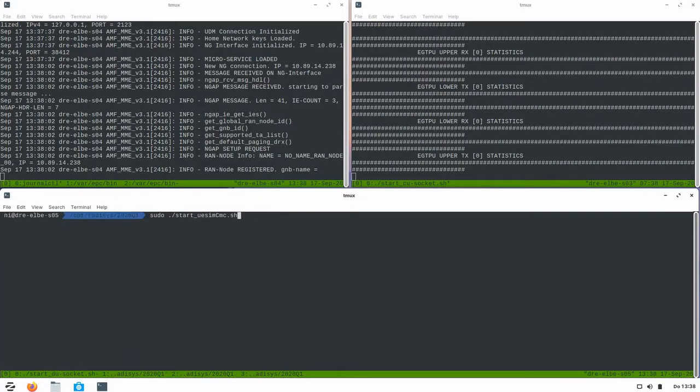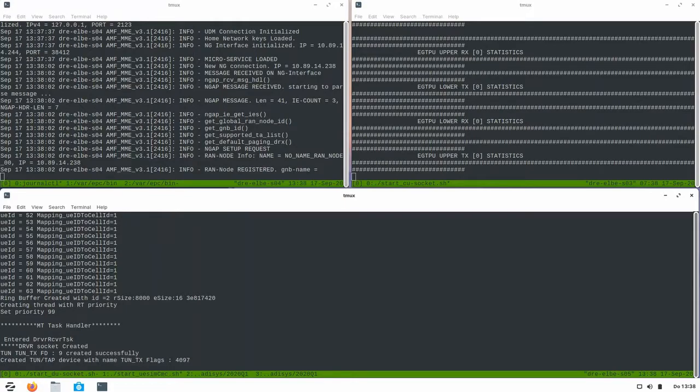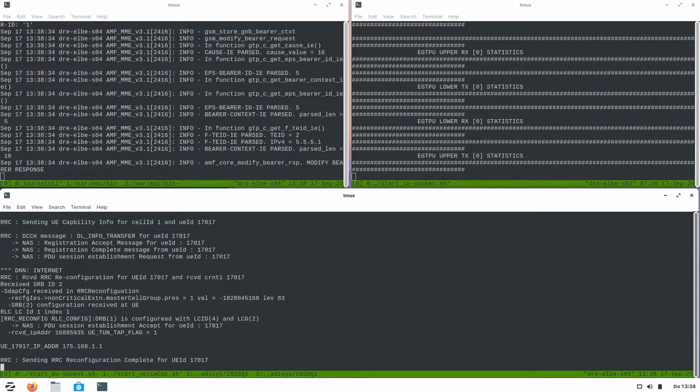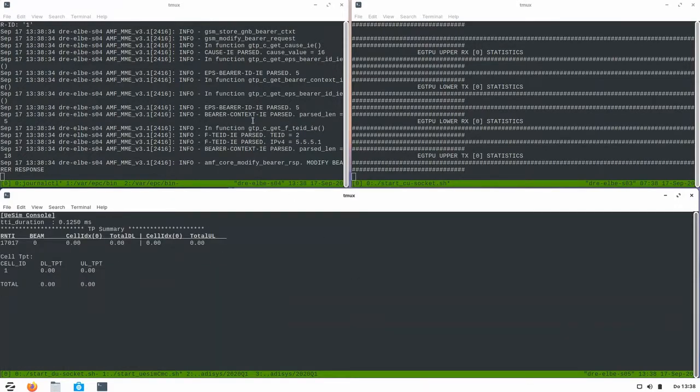So let's continue with the UE simulator. It is starting up and it still syncs, and then we can attach it to the network. There we go. We received an IP address, and also the AMF component reports that something has happened.